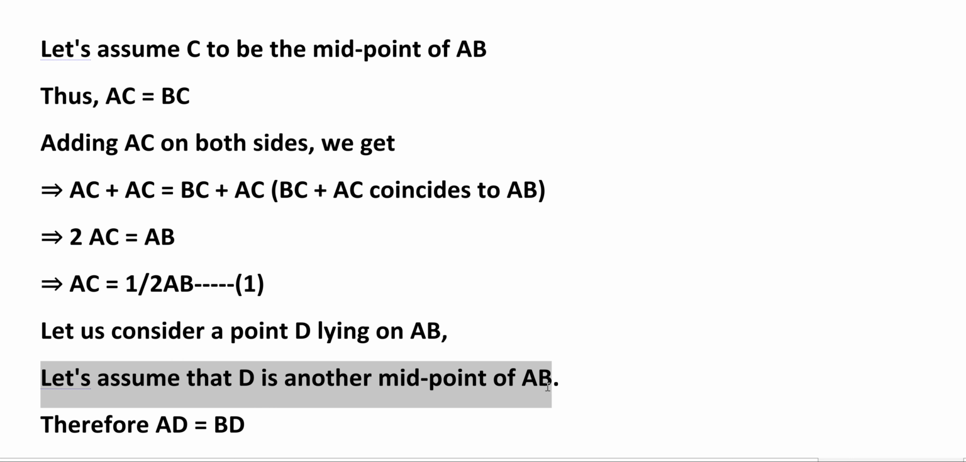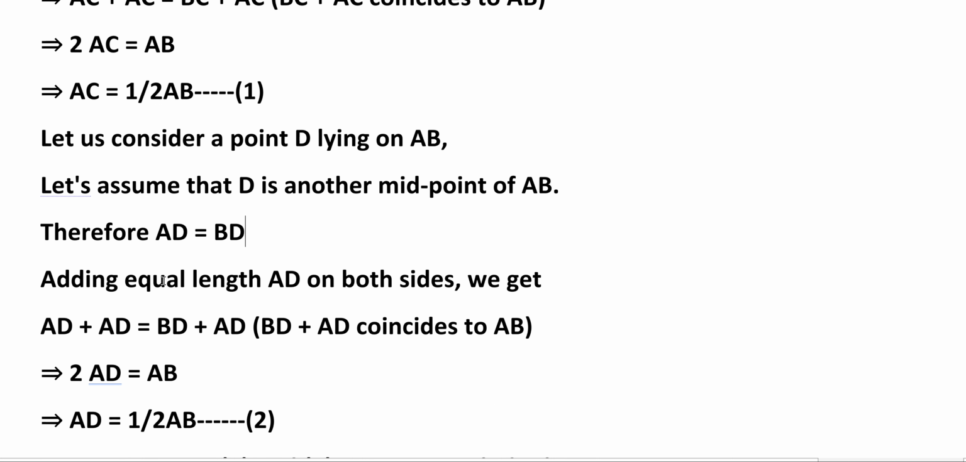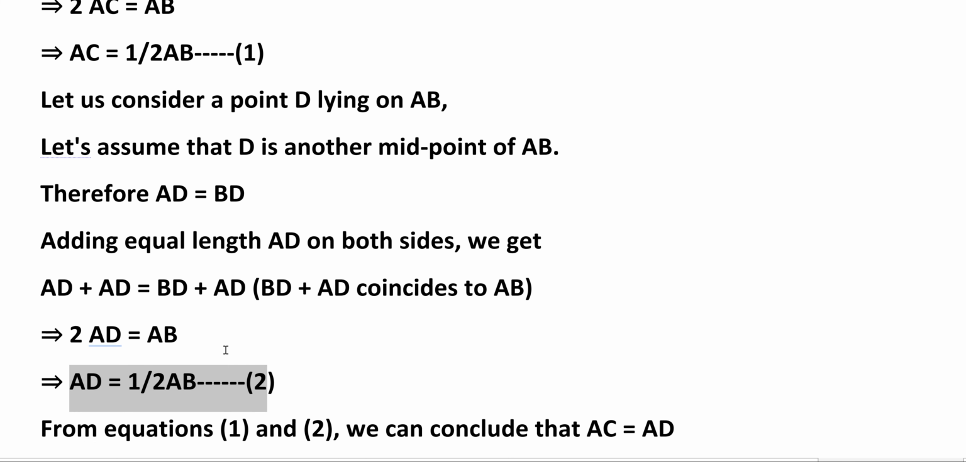Let us consider a point D lying on AB. Let's assume D is another midpoint of AB. So therefore AD is equal to BD. Adding equal lengths AD on both sides, we get AD plus AD is equal to BD plus AD. BD plus AD coincides with AB. So 2AD is equal to AB. AD is equal to half AB.